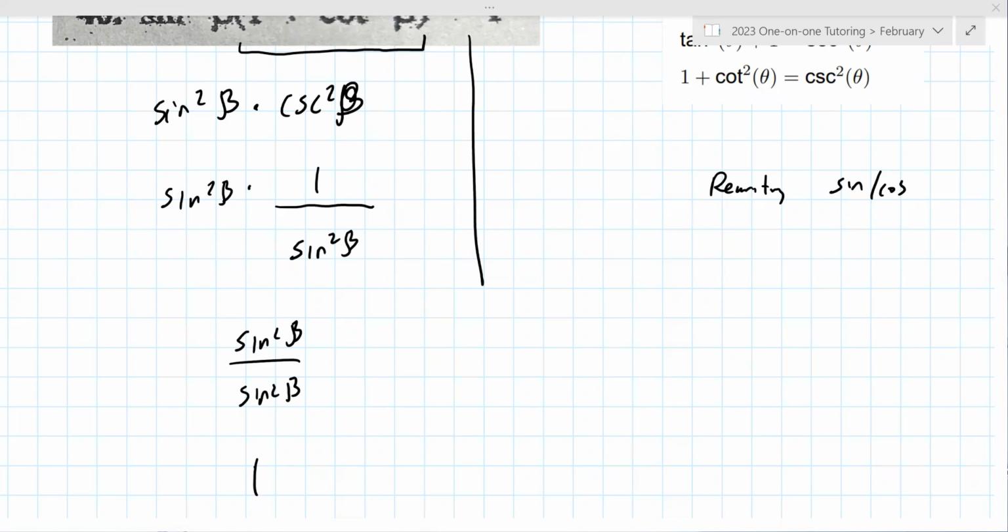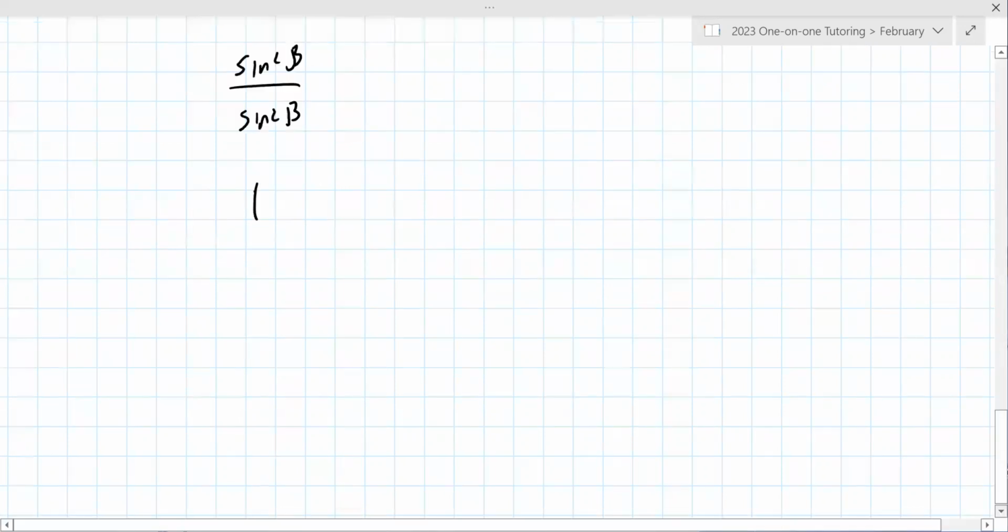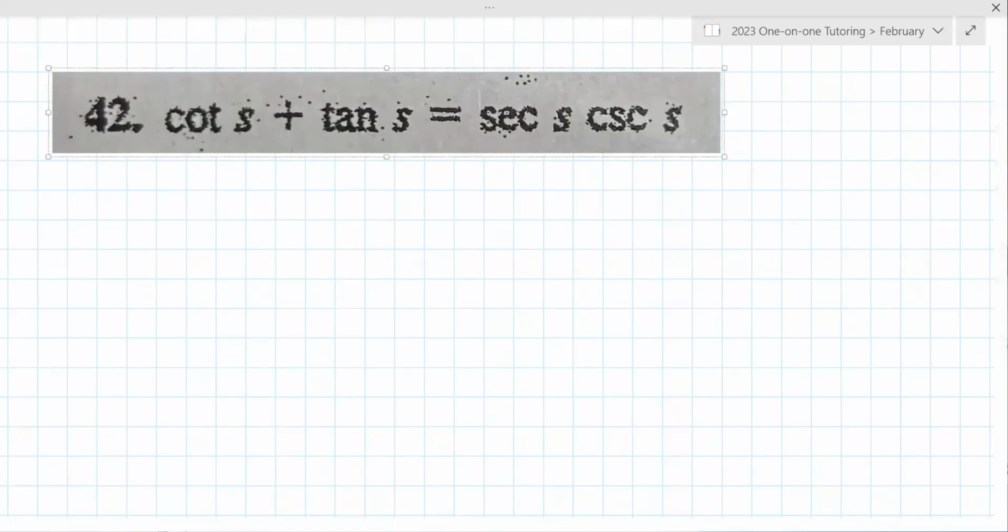Let's look at 42 next. So I will ask you which side you feel is more complicated.